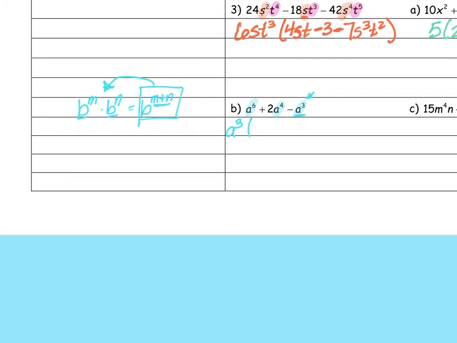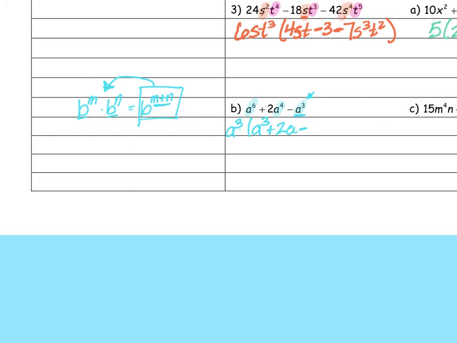So I had 6. I'm taking 3 away. That means I get left with 3, because a to the 3 times a to the 3 gives me a to the 6th. There's another way to think about it. And then in the middle term, I have a to the 4th, and I have 4 a's. If I take 3 a's away, I get left with 1 a. So that would just be a.